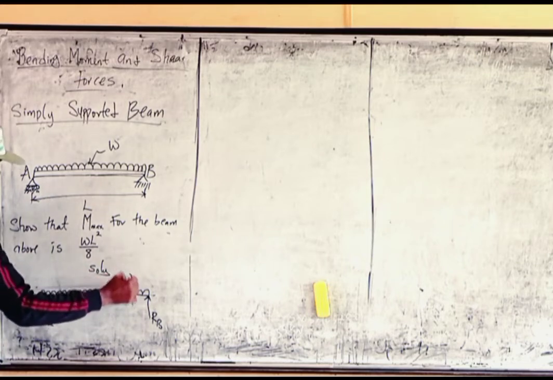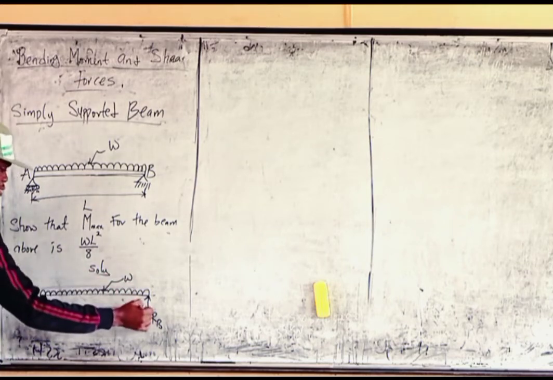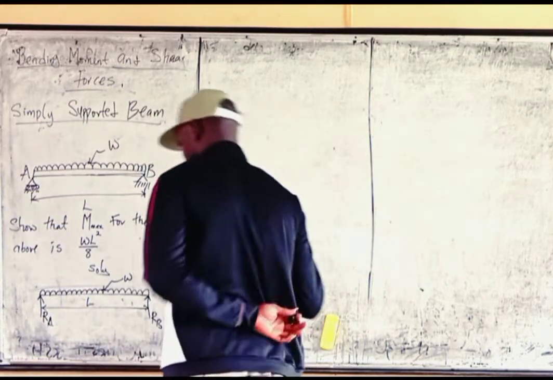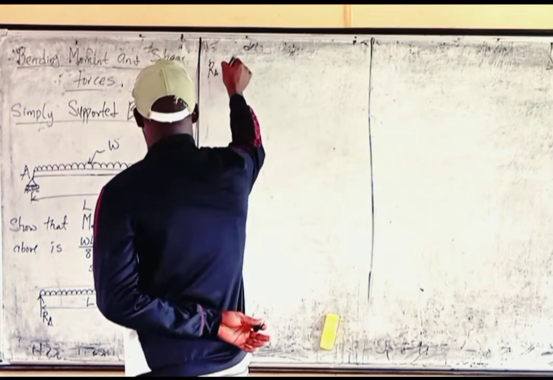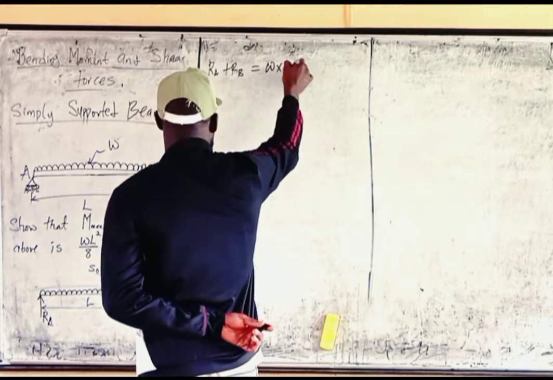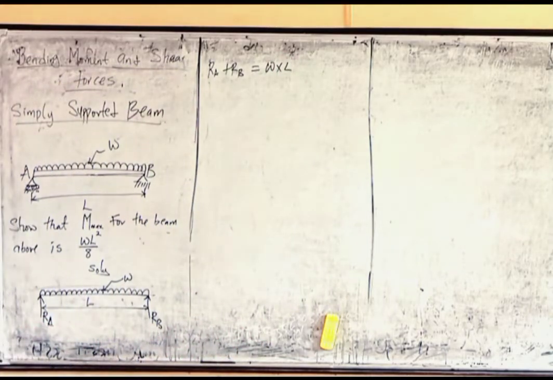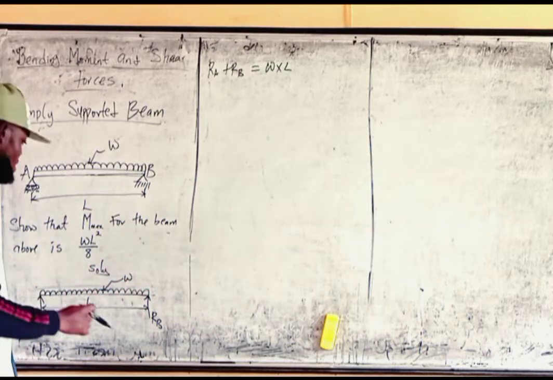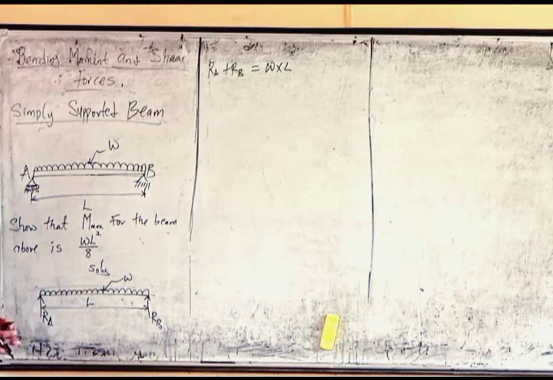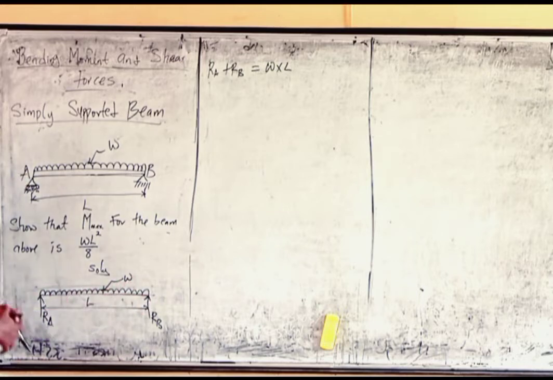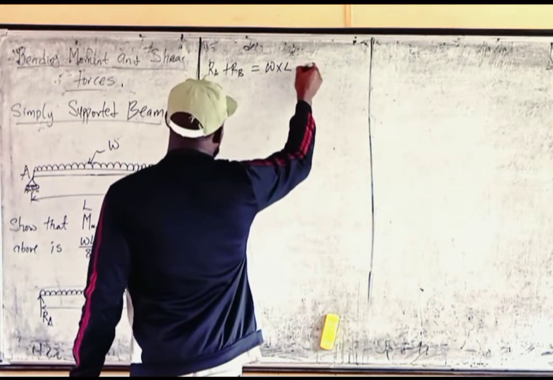This one is W and the length is L. The first thing, upward forces will be equal to downward forces. The upward force of reaction A plus reaction B should be equal to W times L. Remember that for a uniformly distributed load, when we convert it to force, we multiply the load by the length of the load. That will give us the equivalent value as a force, W.